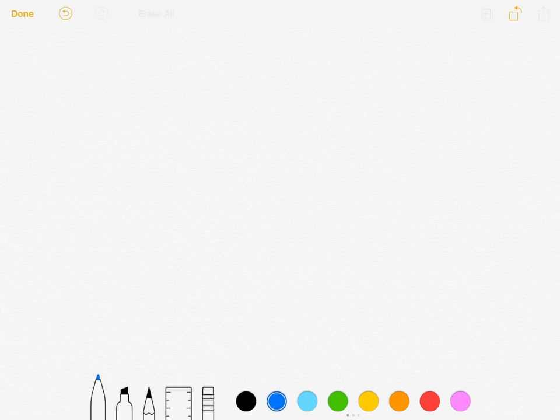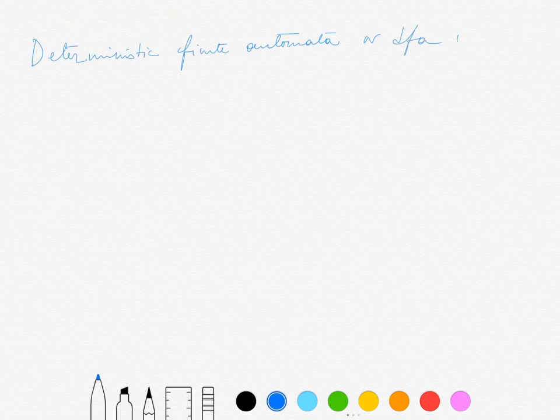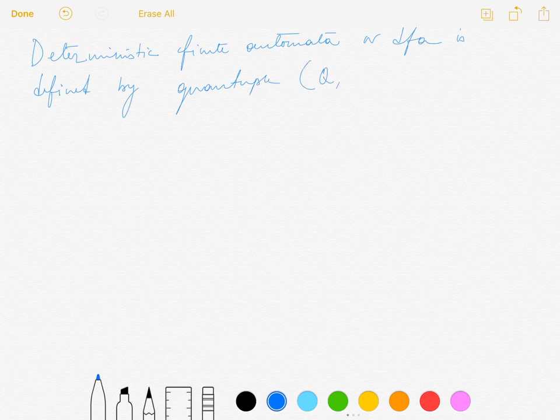The definition of a DFA, a deterministic finite automata, or a DFA is defined by a quintuple. Quintuple means 5 tuple. What are the 5 tuples? These are Q, sigma, delta, Q0 and QF. What is Q? Q here is the set of internal states.